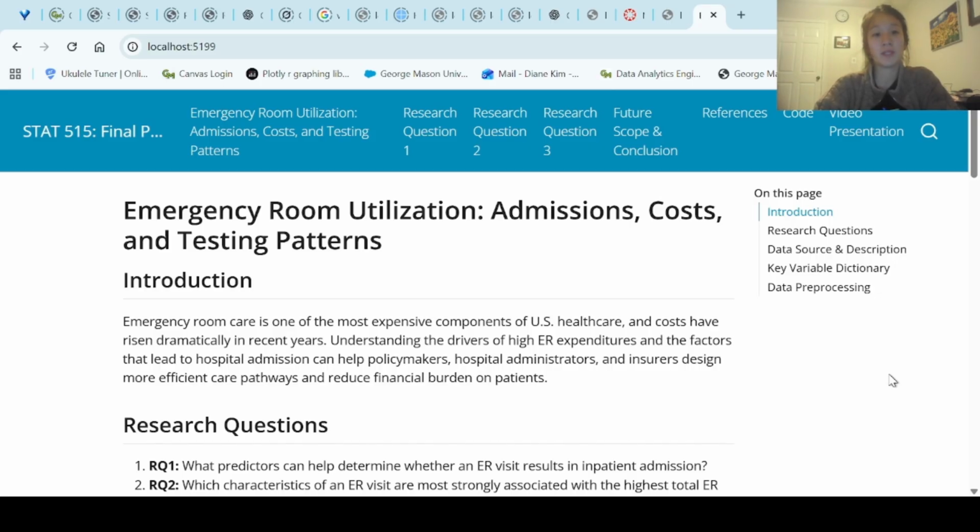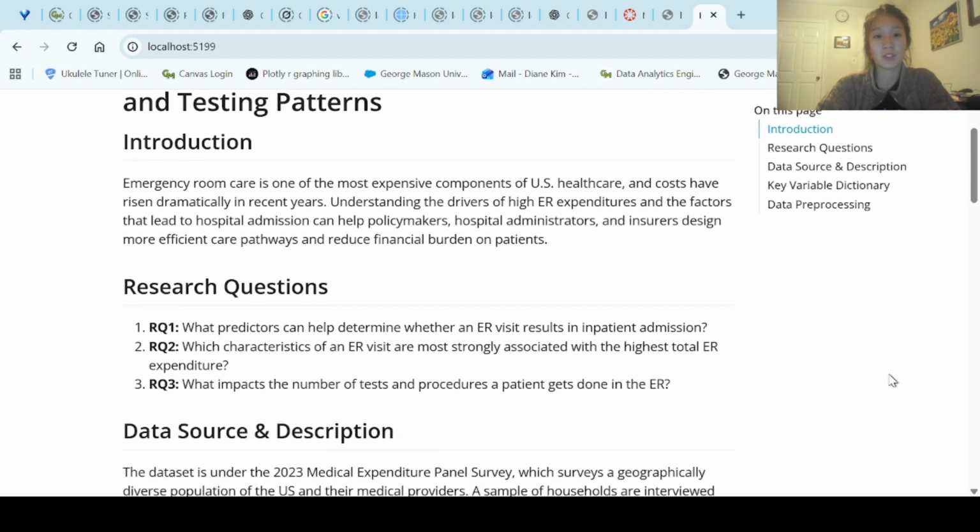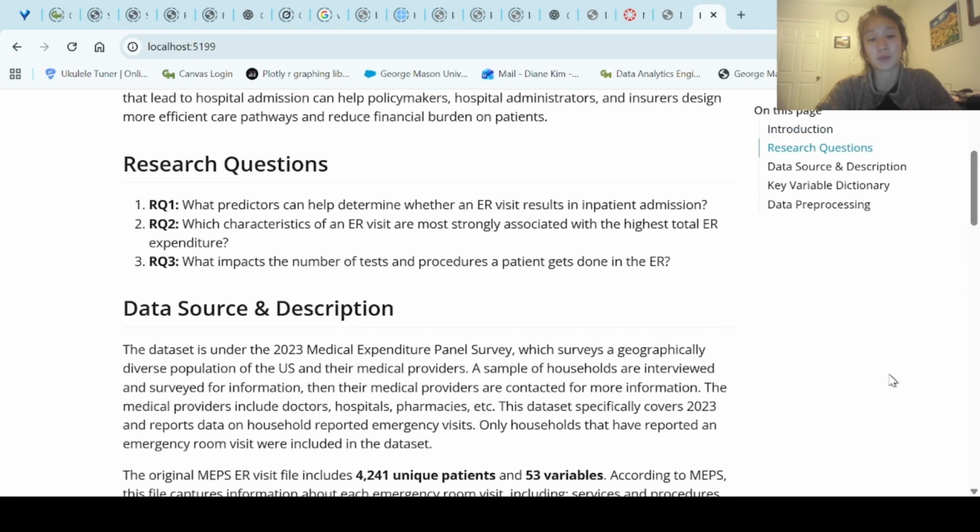My final project will be looking at emergency room data and looking at the utilization and admissions, cost, tests, and procedures done. So just a little bit of introduction. Emergency room care is one of the most expensive components in U.S. healthcare. Costs have risen dramatically, and it's really important understanding the drivers of high ER expenditures and admissions to help policymakers and hospital healthcare professionals to create more efficient care pathways and reduce financial burden.